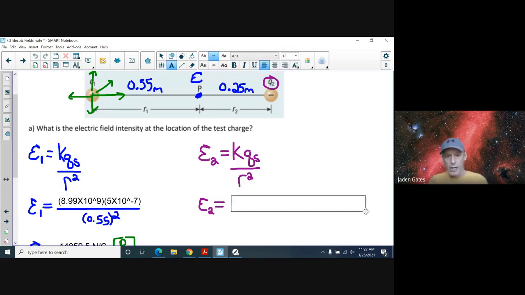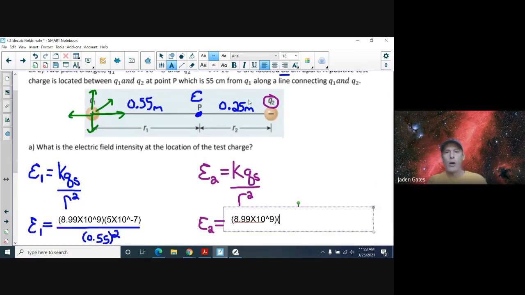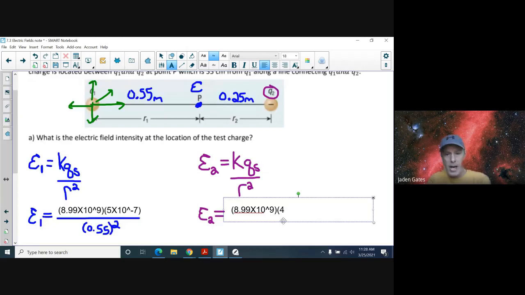So let's see here. We have 8.99 times 10 to the power of 9. There's our constant. What's the charge on Q2? Negative 4 times 10 to the power of -8. Again, it doesn't matter about the sign, because we have to figure out the direction separately. The sign doesn't tell us anything. It's the magnitude we're interested in.